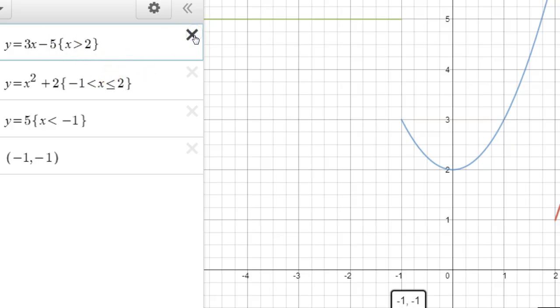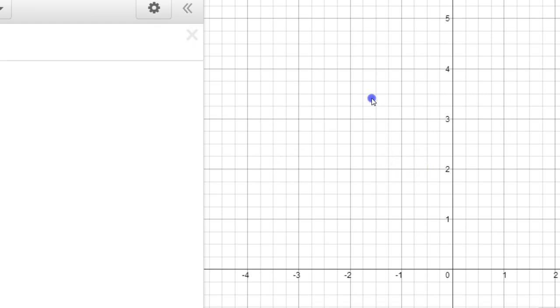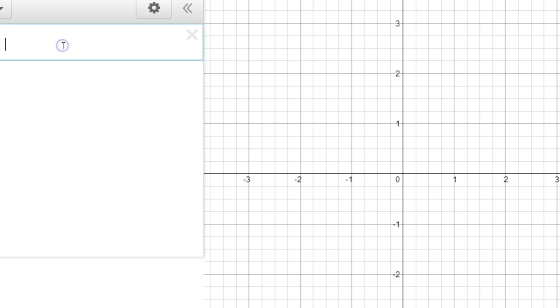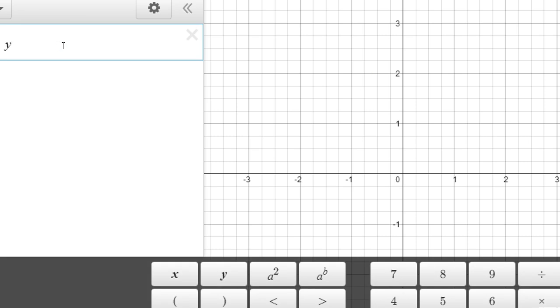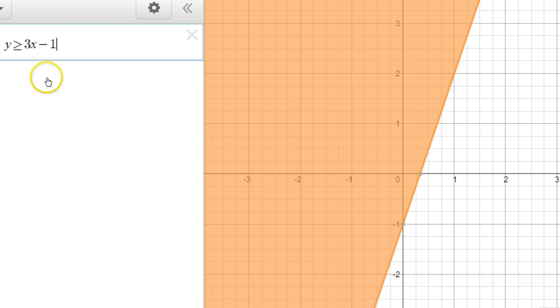Okay, so let me get rid of these. These are old equations that I had in here. Okay, so for a system of linear inequalities, you literally just type in what your system is. So if it's y is greater than or equal to 3x minus 1, okay, there's your actual graph. Here, I'm going to get rid of the keyboard because we don't need it at this point.